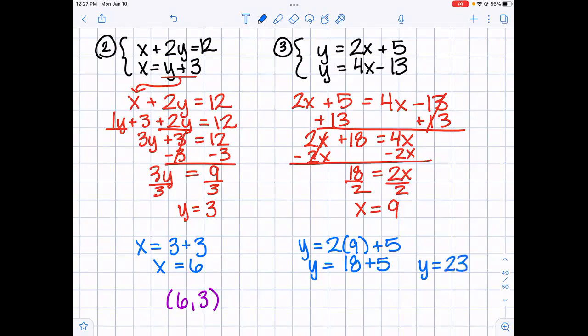23. So what point is the solution to this problem? 9, 23. Always x first, right? Okay, we are going to be done with notes for today.